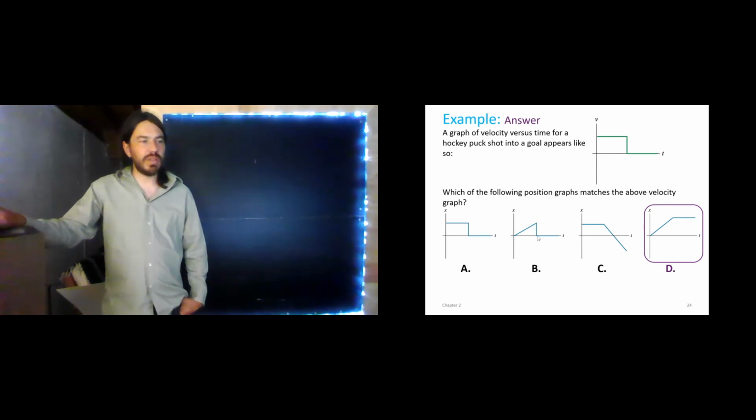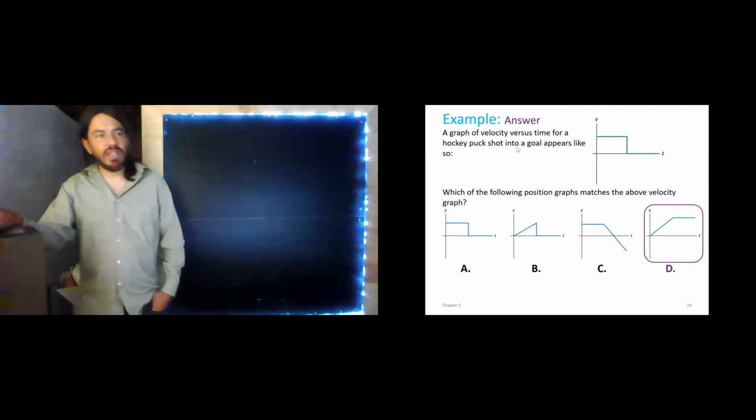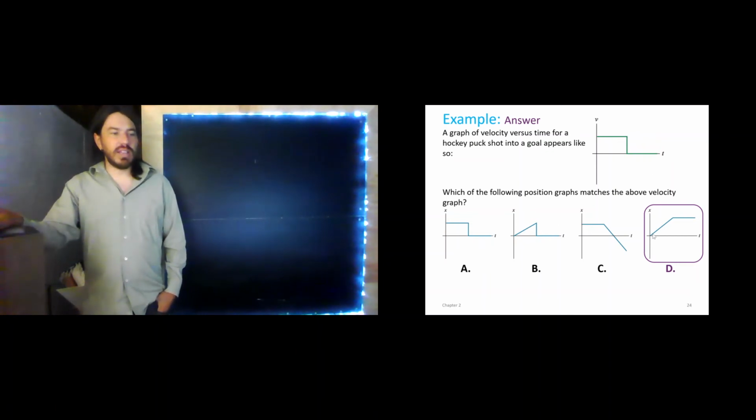And we can also distinguish between D and B by the words here. A graph of a velocity versus time for a hockey puck shot into a goal appears like this, right? And so, looking at this, it's a hockey puck. It cruises down the ice, and then it hits the goal, and it stays there. What if this was it? Cruises down the ice, and then immediately returns back to the player who shot it. That doesn't make any sense. That's not what hockey pucks do. Okay.